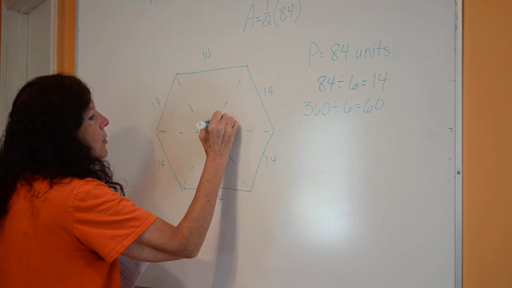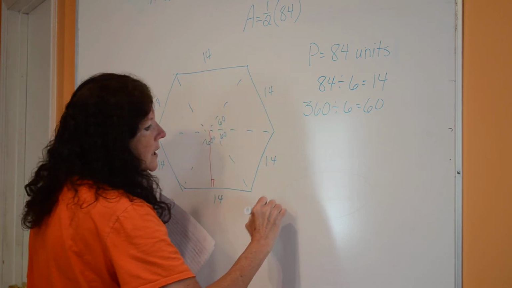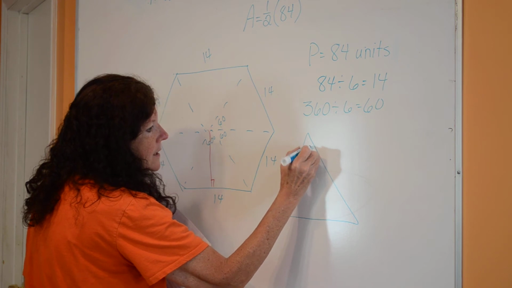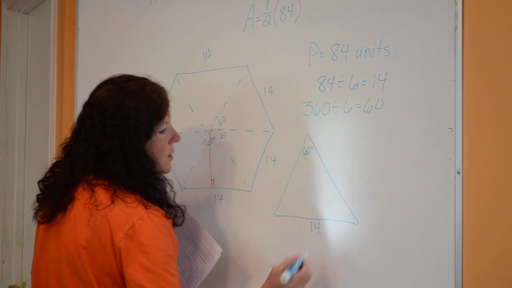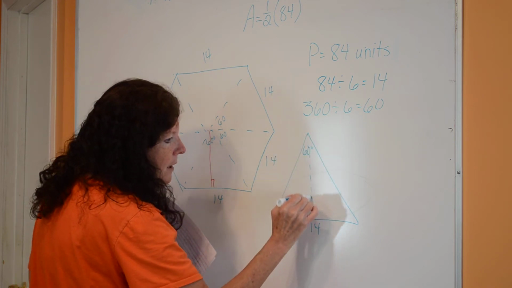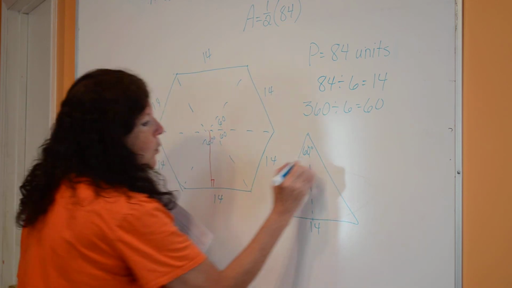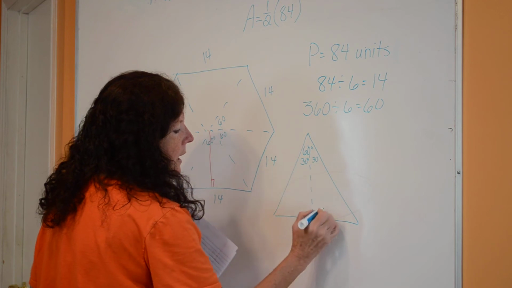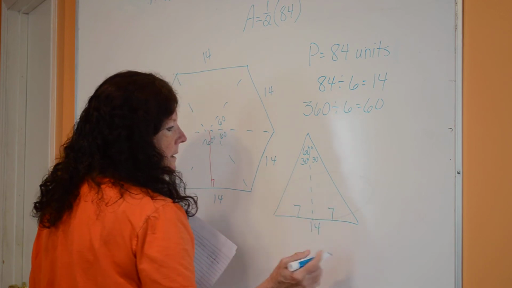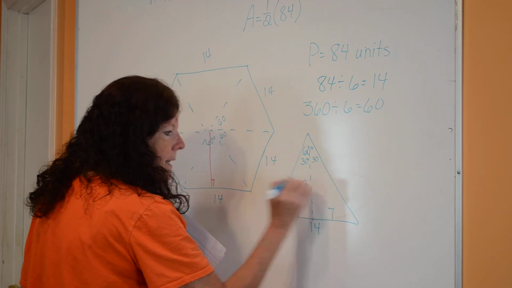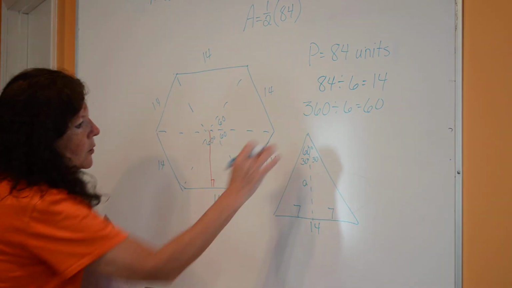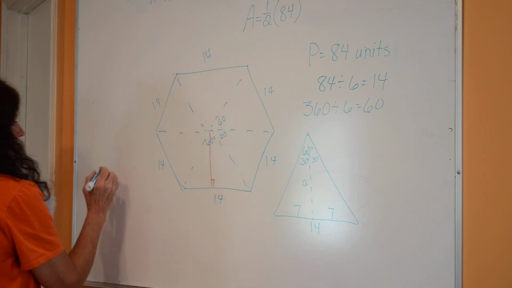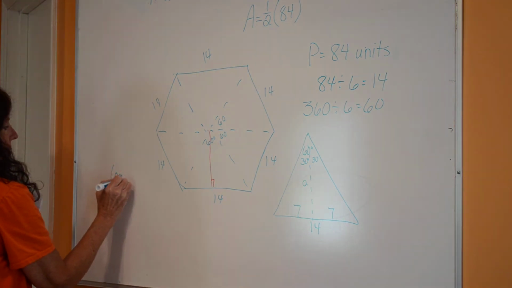Now I'm going to pull out this one particular triangle so that we can work on it. I know that that angle is 60 degrees, and I know that this is 14. The apothem cuts this thing in half, which means this angle over here is 30, this angle right here is 30, this is 7, and this is 7. The apothem is that part right there. So if I'm standing here, I've got opposite and adjacent, which is tangent.